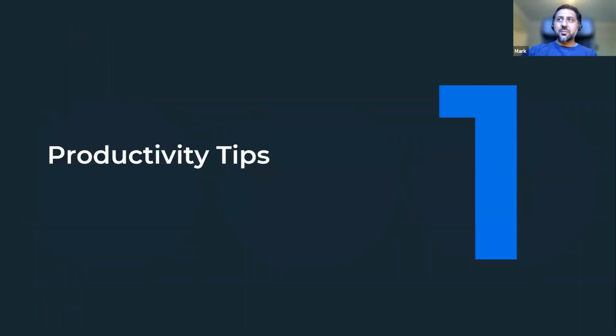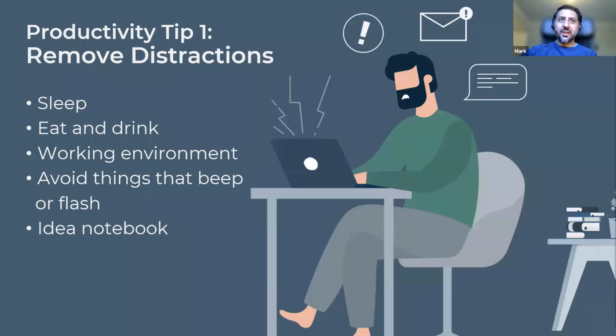So productivity tips. Number 1, remove distractions. One thing that we find is that when we're tired, we tend to be distracted more. So sleep is extremely important. Working with code is quite intellectually challenging. You may forget this if you've been writing code for a few years, but I'm sure when most of us started out writing code, it was not straightforward.